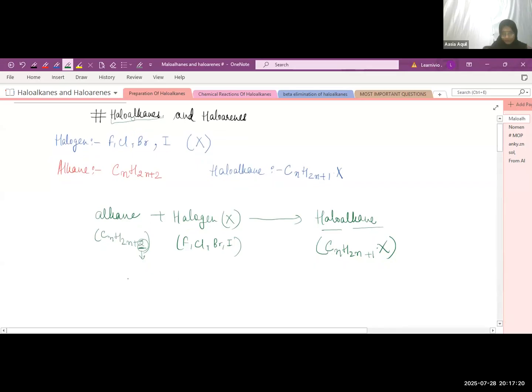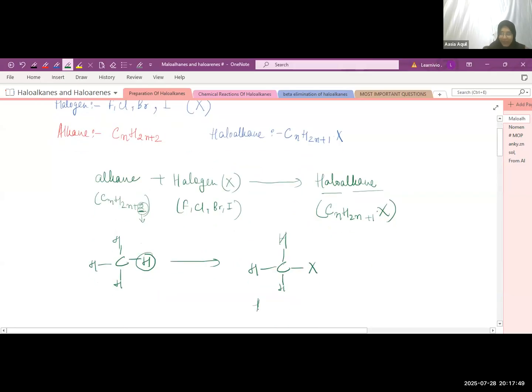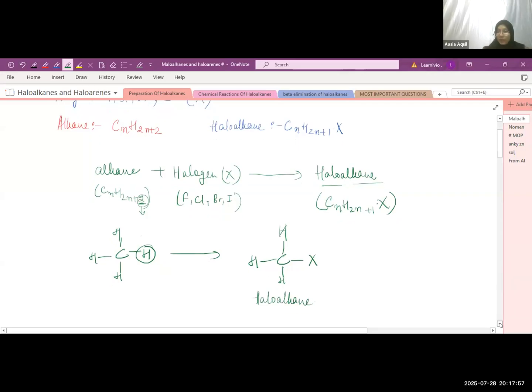Now suppose we take methane. We know it's CH4, methane. Just remove one hydrogen and replace this hydrogen with one halogen group. Suppose I put X here. So that is your haloalkane.